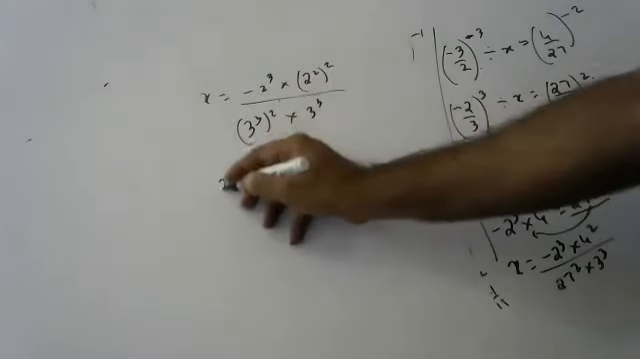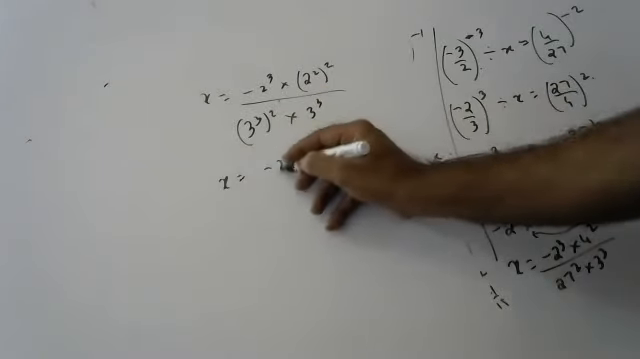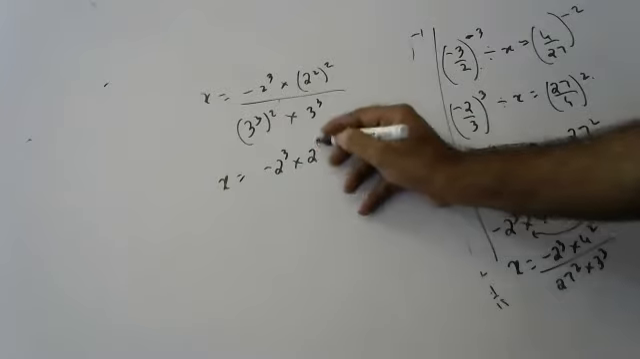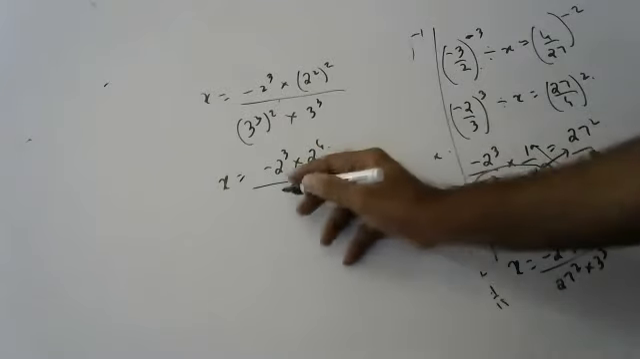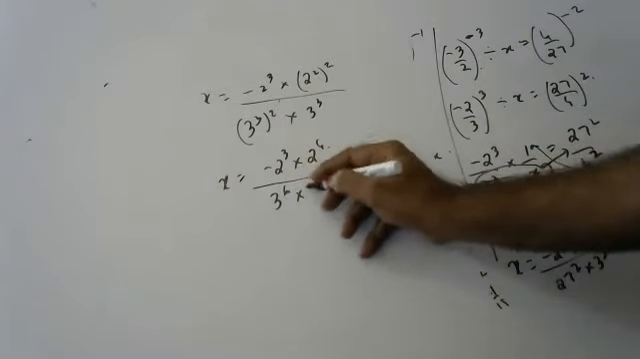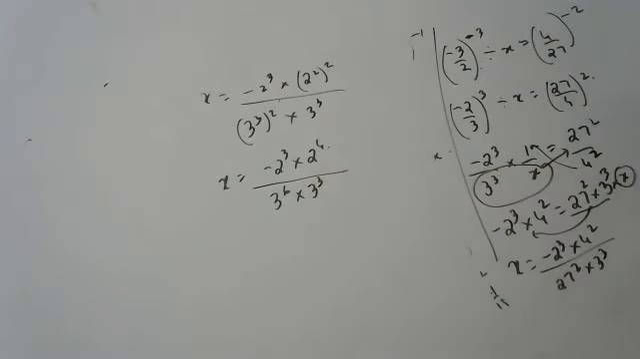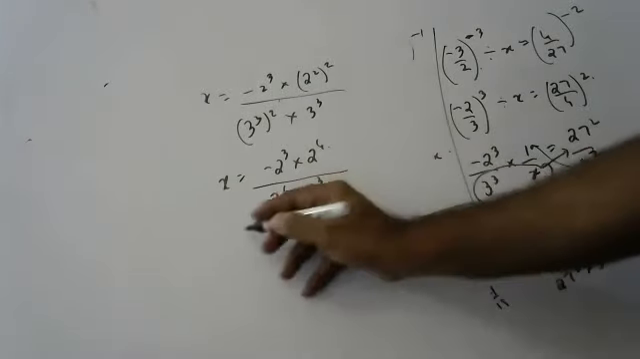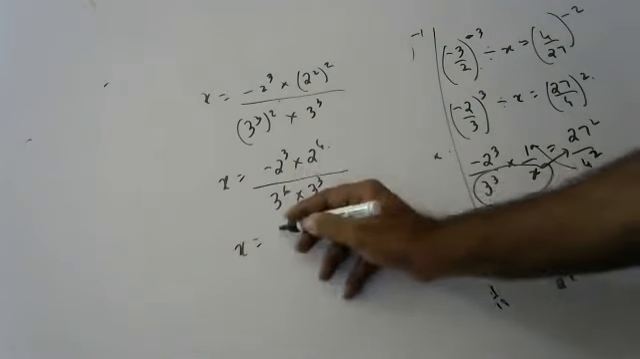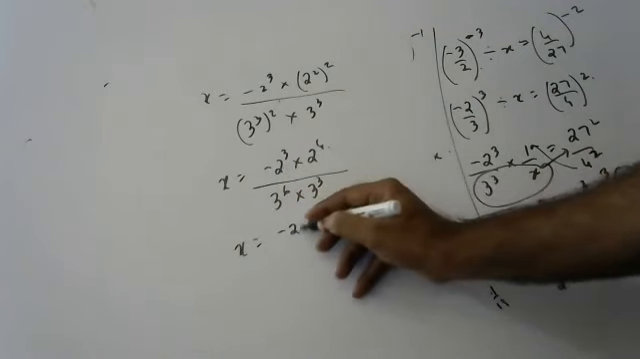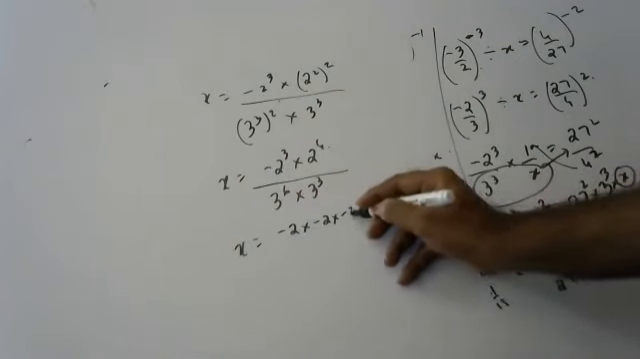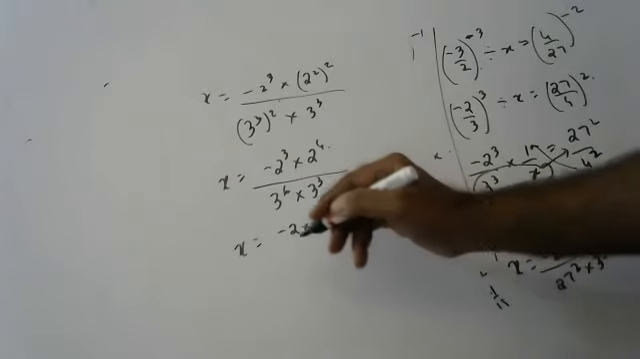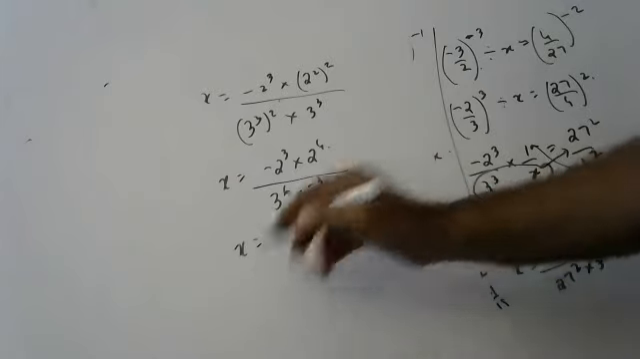Please listen, children. x is equal to minus 2 to the power of 3 into 2 to the power of 4, and 3 to the power of 6 into 3 to the power of 3, children. So this is what we can write, children. x is equal to minus 2 into minus 2 into minus 2. Children, minus 2 into minus 2 into minus 2. So children, what will we do here?